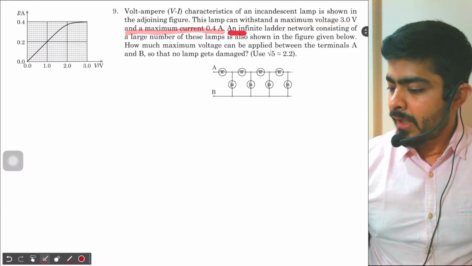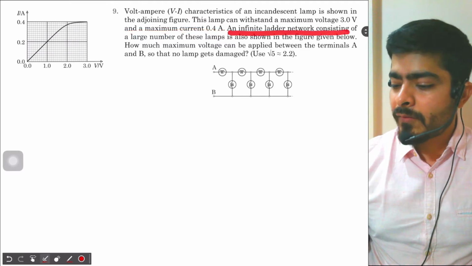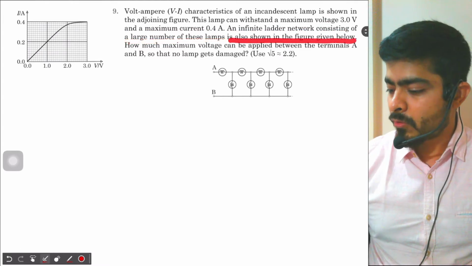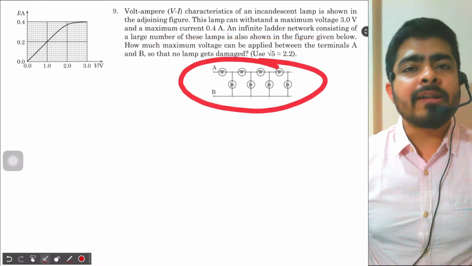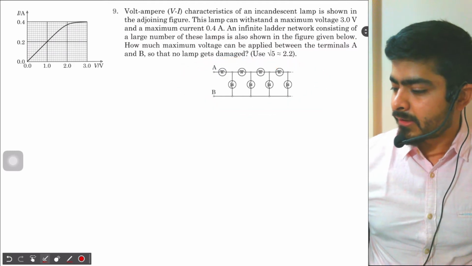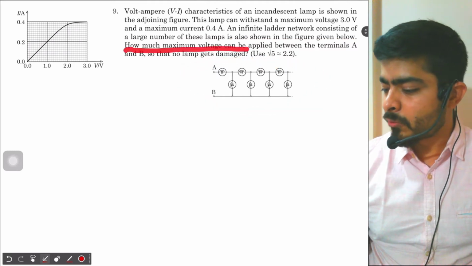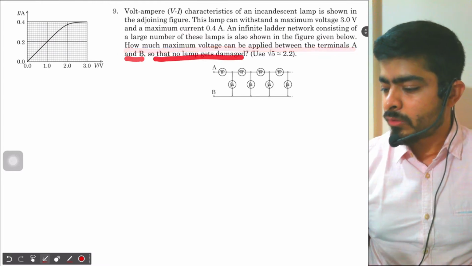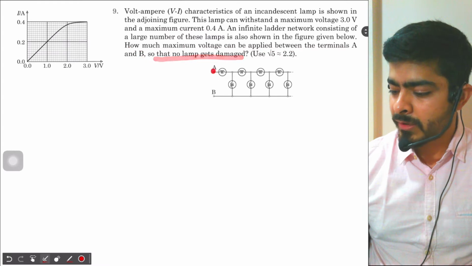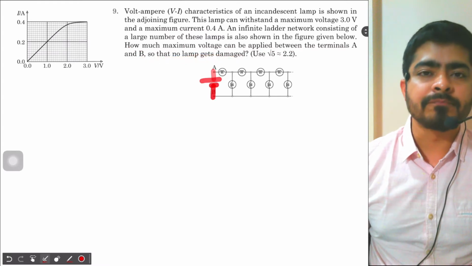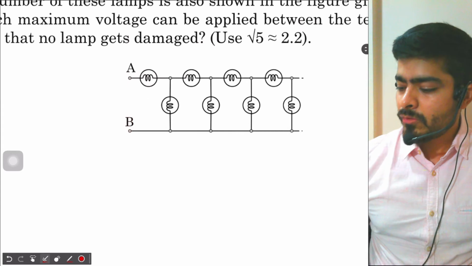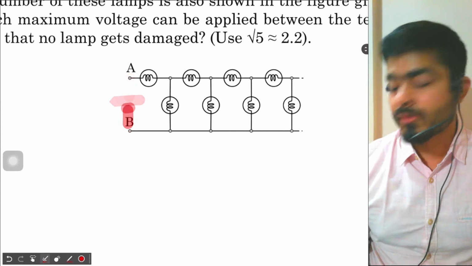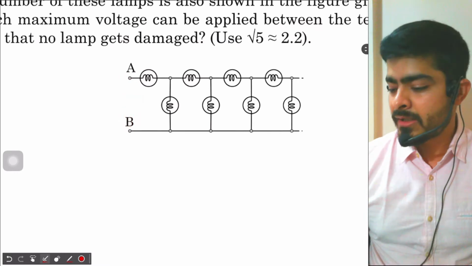An infinite ladder network consisting of a large number of these lamps is also shown in the figure given below. So the lamps are connected into an infinite ladder network like this. How much maximum voltage can be applied between the terminals A and B so that no lamp gets damaged? So we have to connect a battery between these two terminals over here. In this circuit, what should be the maximum voltage that we can connect across AB so that the circuit can function without any damage?